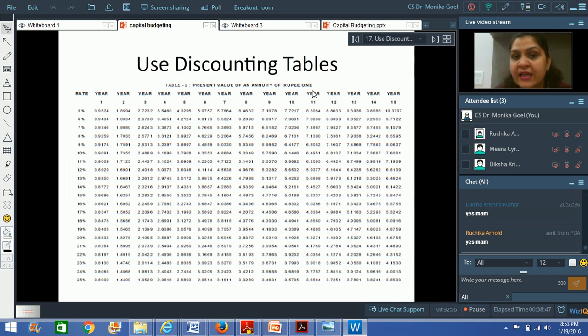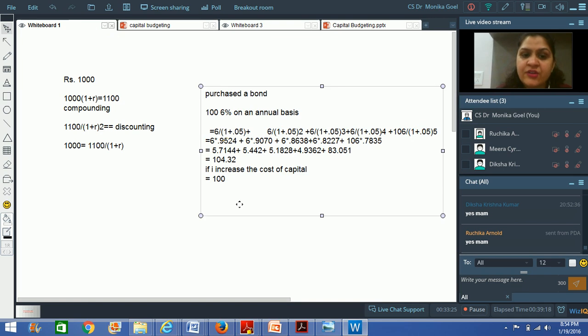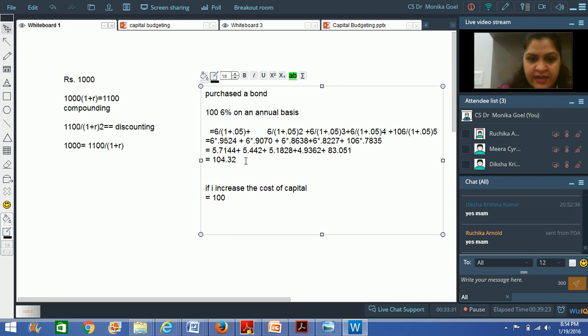Now, when you look at these tables, in order to make your job easier, there's another table which is available, which talks about the present value of an annuity of rupee 1. Present value of an annuity of rupee 1. Now, what does that mean? I would be getting 6 rupees for the next 4 years, and I have to discount at 5%. Right? So the rate is there in front of me, the number of years is there in front of me, and the discounting factor, the present value of an annuity of rupee 1, is equal to 3.5460. Now this is the number which is coming in front of me.